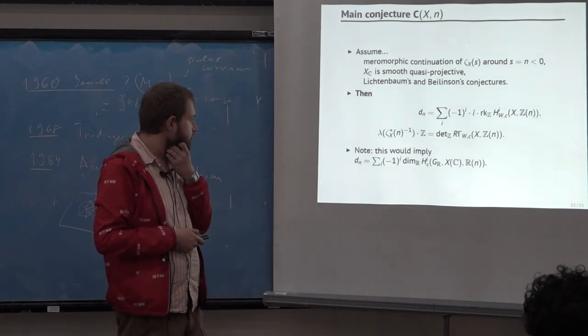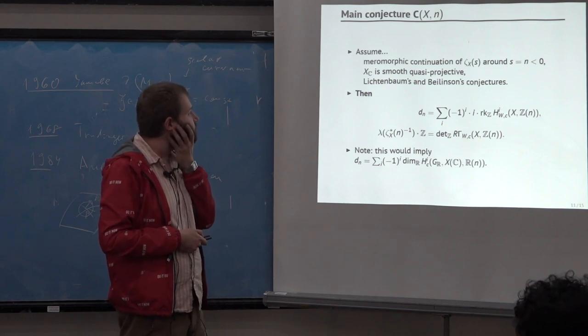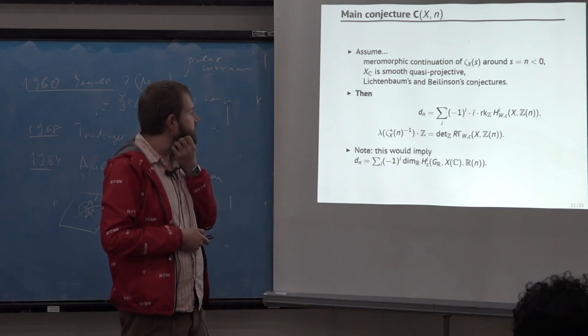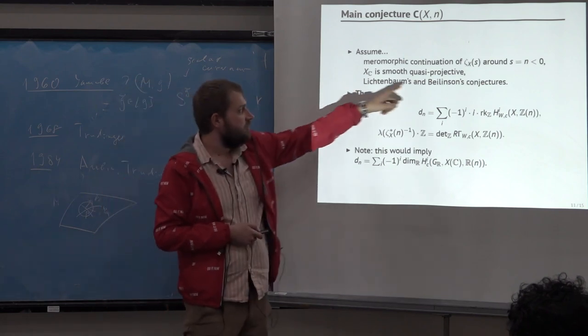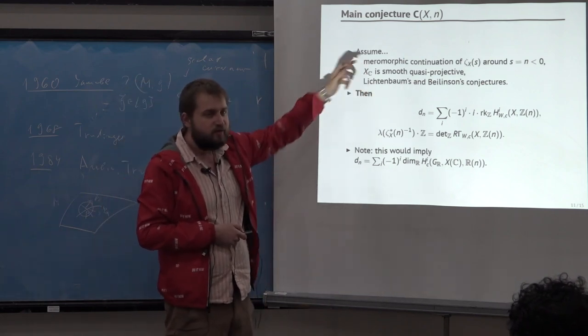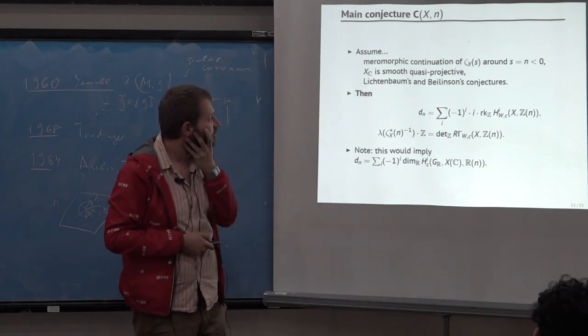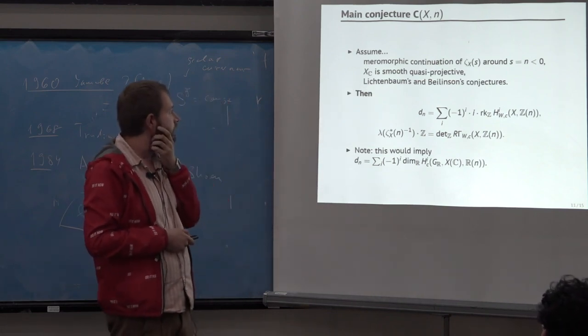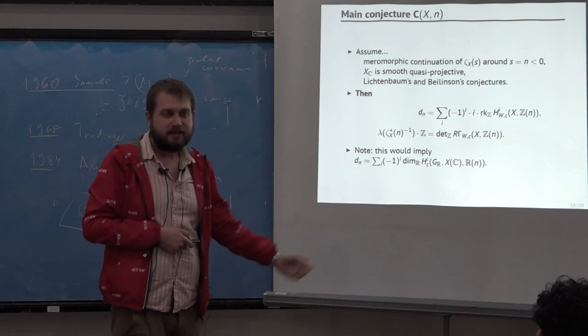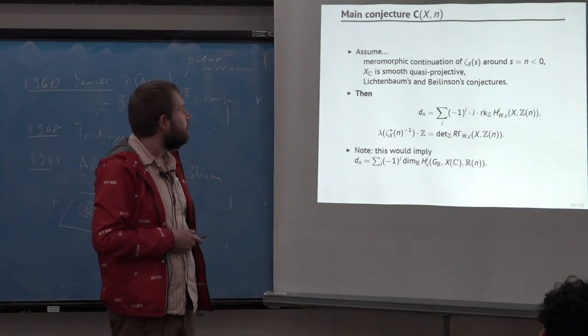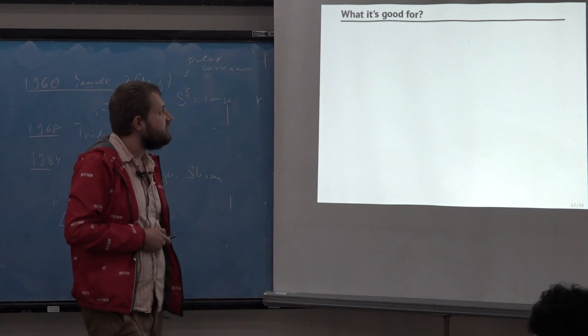So, okay. And well, this sounds kind of weird because we assumed some really difficult conjectures like meromorphic continuation, finite generation of motivic cohomology, and Beilinson's conjecture. So why do we formulate yet another conjecture, right? So basically the answer is the following.